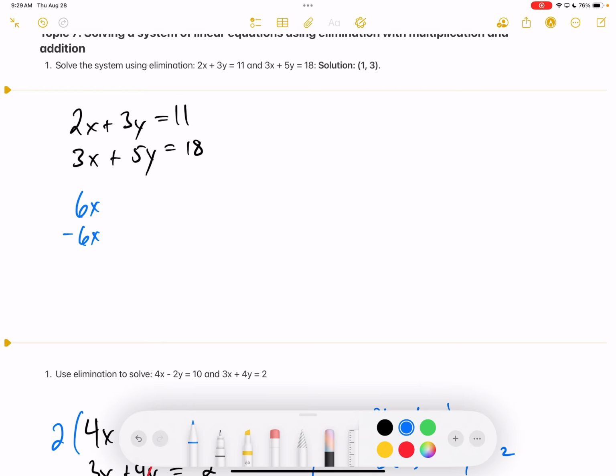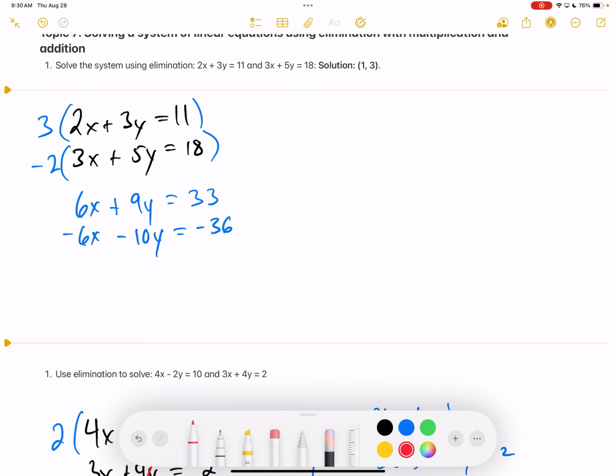Okay, so what I'm going to do is multiply the top one by 3. So 3 times 2x is 6x, 3 times 3y is 9y, 3 times 11 is 33. And then I need this one to be negative 6x, so I'm going to multiply it by -2. So you want a positive and a negative, so when you add them up, they cancel out. So -2 times 3x is -6x, -2 times 5y is -10y, and -2 times 18 is -36.